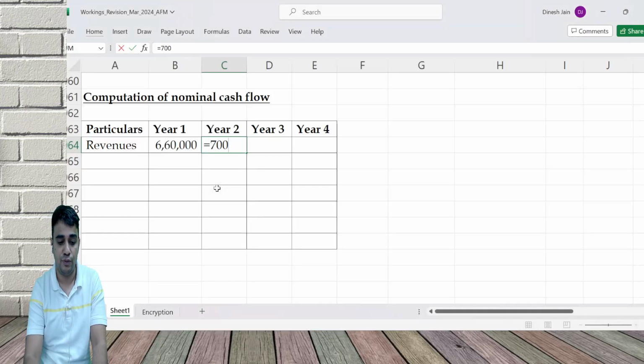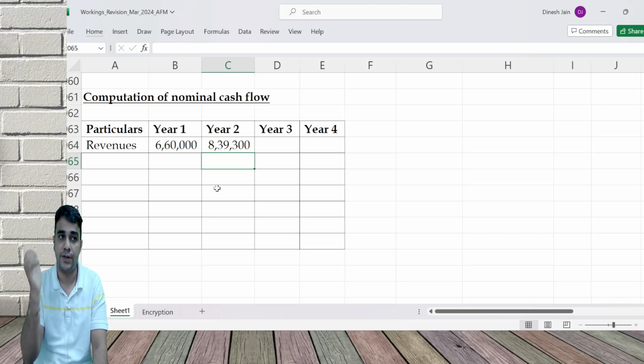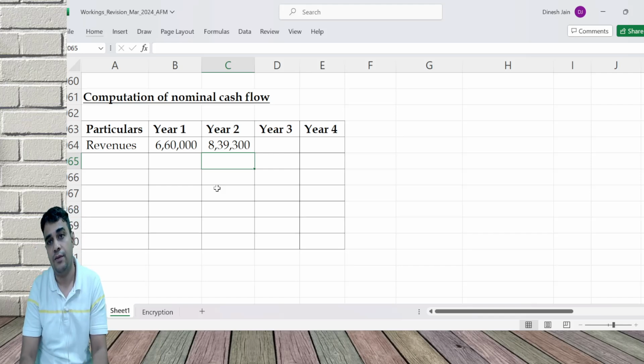7 lakh into 1.1 into 1.09. Do only 2 years, okay? Not the third and the fourth year. In the third year, you have to give effect to 3 inflations. In the fourth year, you have to give effect to first year inflation, second year inflation, third year inflation, and fourth year inflation. We'll restrict our calculation to 2 years.